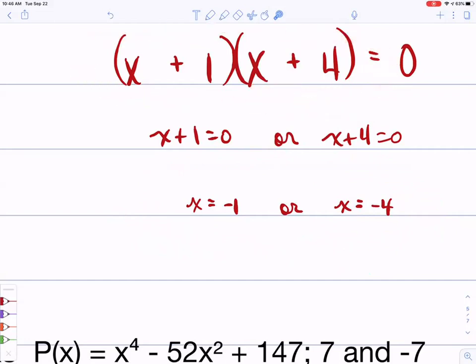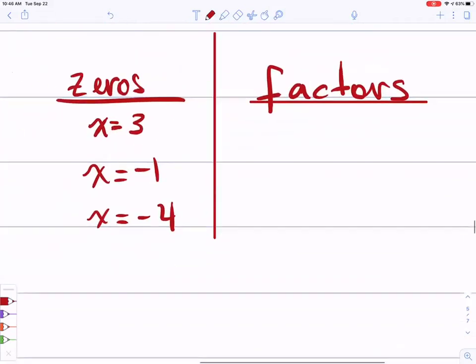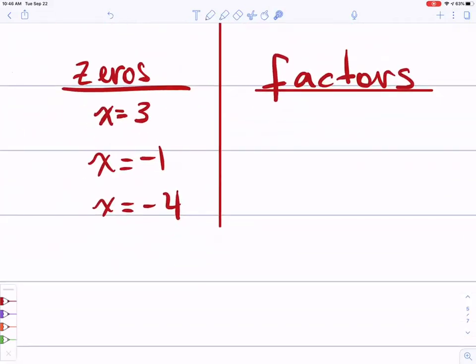So just go backwards. So the zero x equals 3. What does that look like as a factor? X minus 3. The zero x equals -1. What does that look like as a factor? X plus 1. And the zero that is x equals -4, what's the factor? X plus 4. Don't you dare think you're finished, because you're not.